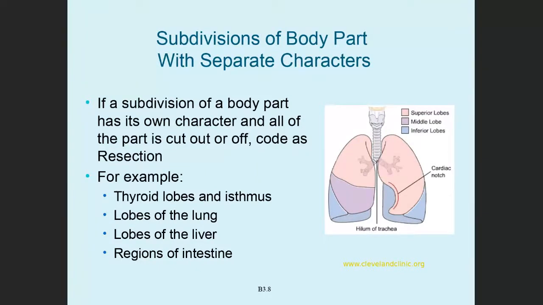If a subdivision of a body part has its own characters and all of that part is cut out or off, code as a resection. Remember, resection is removal of all. You would not use excision, removal of part, with the body part for the whole body part. For example, if you're using thyroid lobes and isthmus, lobes of the lungs, lobes of the liver, region of the intestine. And here's an example.